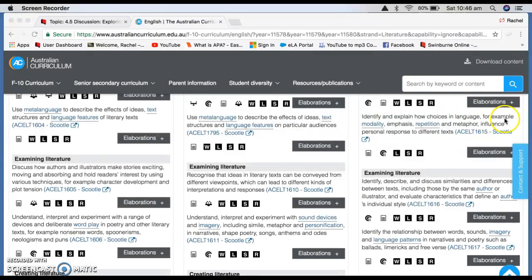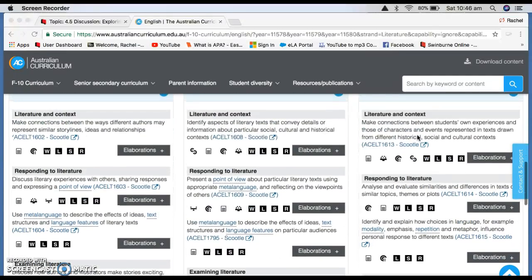Some things that jump out at me straight away, over here on the right-hand side, is the top one: make connections between students' own experiences and those of characters and events represented in texts drawn from different historical, social, and cultural contexts. So we're looking at how to make connections back to that socio-cultural perspective. Students can draw on their own knowledge, because everyone's coming from a different place, and they use that in making connections to the text. There's also making connections to the way different authors represent different storylines.